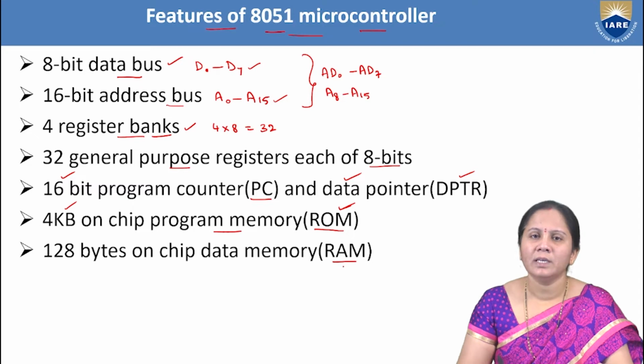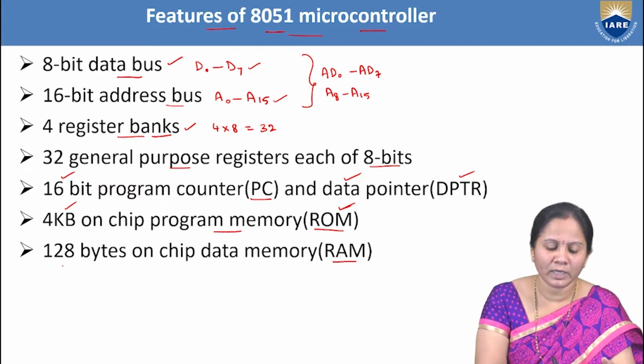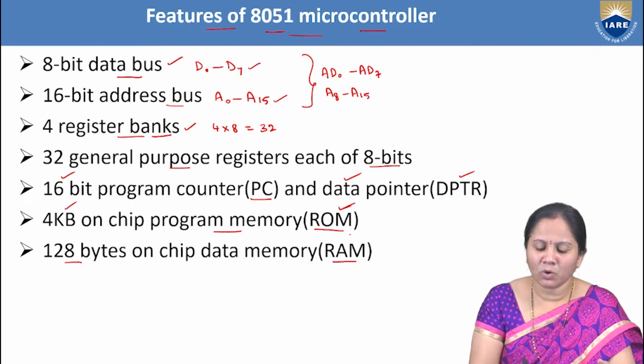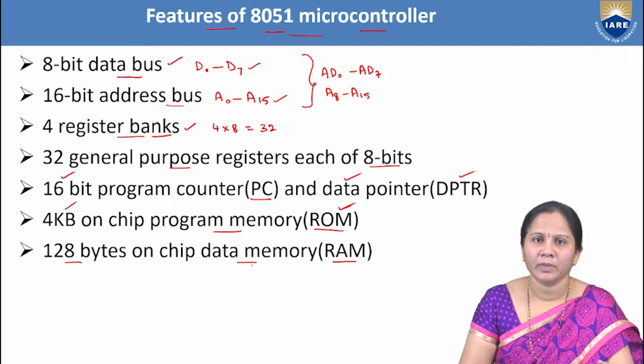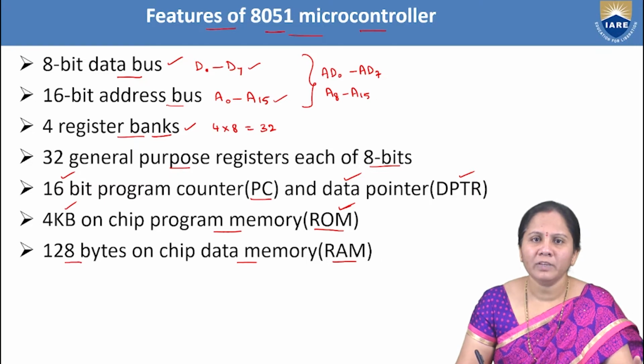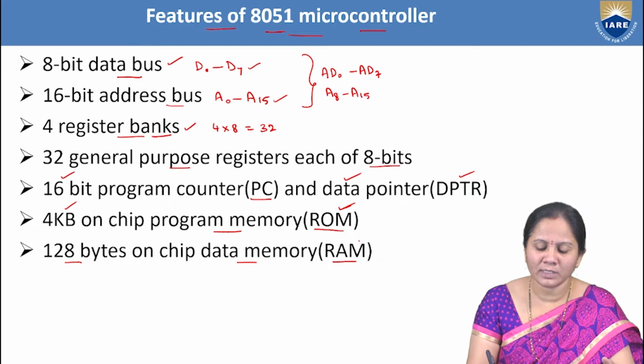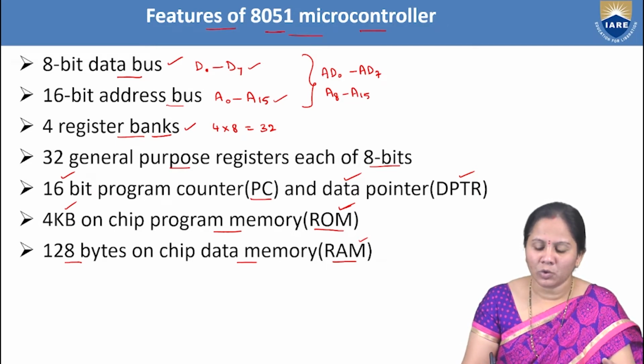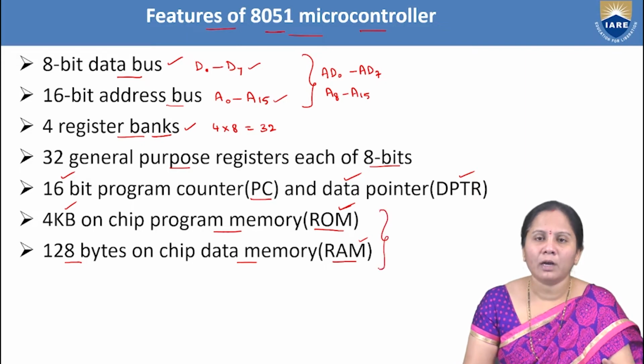And the next one is RAM. The inbuilt RAM available in the 8051 microcontroller is 128 bytes. Here RAM is called data memory. Other than the program, any information available will be stored in this RAM. That is why it is called data memory. These are the amounts of memory, ROM and RAM, present inside the 8051 microcontroller.